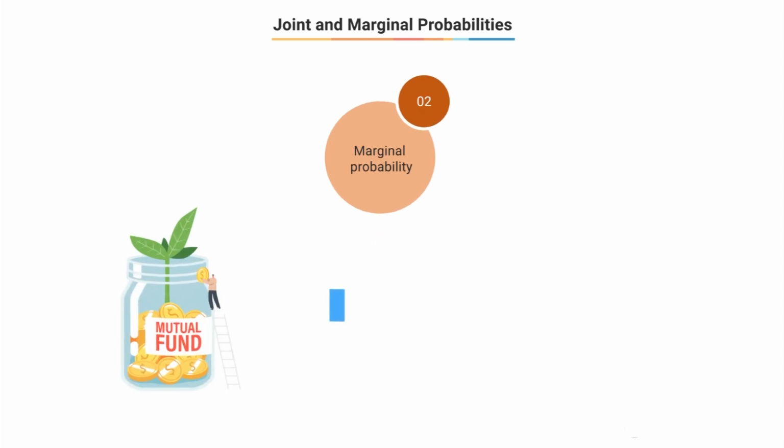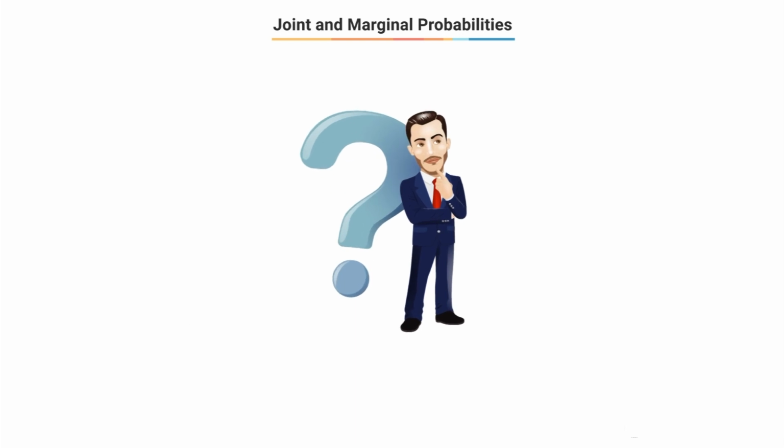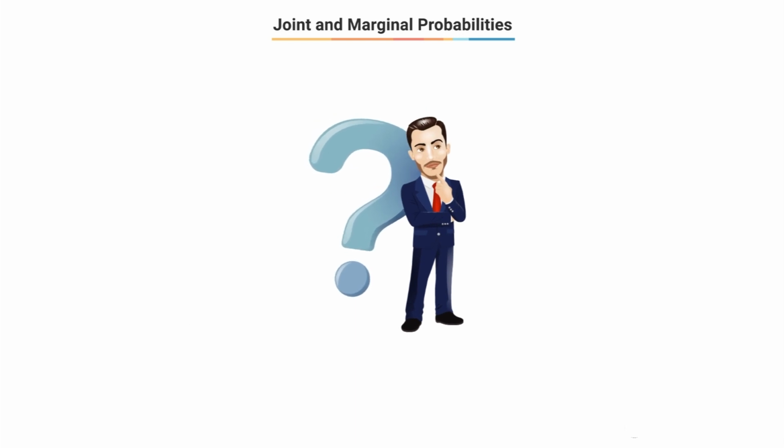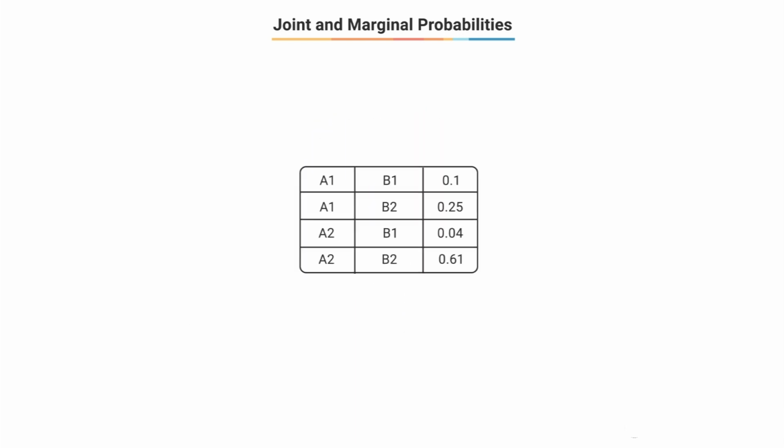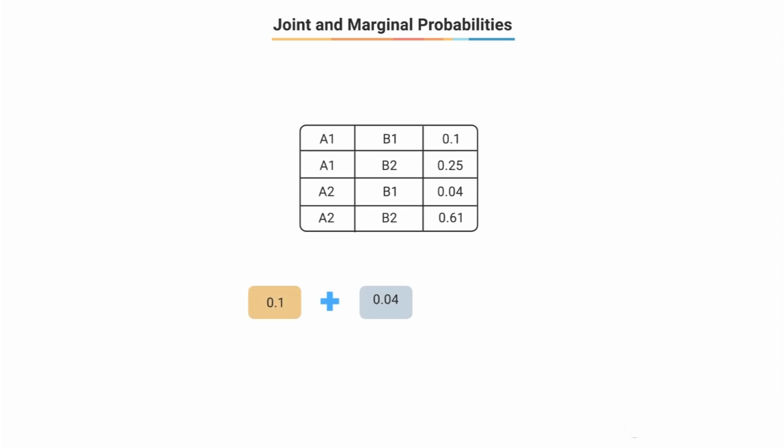Next, let us understand the concept of marginal probability. What if I ask you to calculate the probability that a mutual fund outperforms the market? Can you answer this from the data provided to you? Yes, you can. The probability that the fund will outperform the market will be nothing but the sum of all the probabilities shown in rows 1 and 3, which is equal to 0.1 plus 0.04, which is equal to 0.14 or 14%. What we have calculated here is the marginal probability.